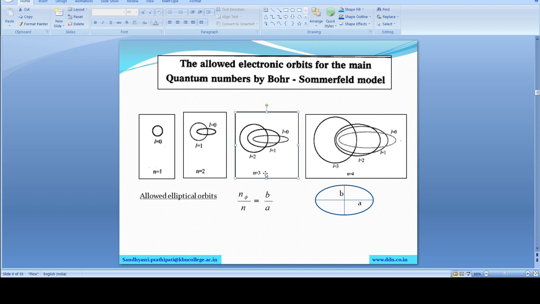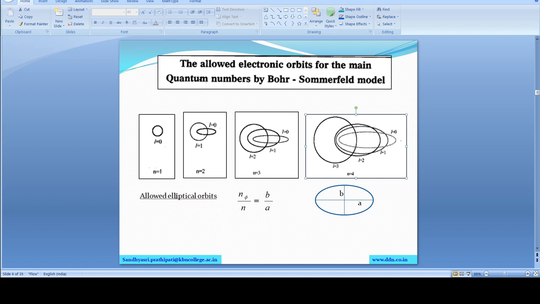For n is equal to 3, L is equal to 0, L is equal to 1, L is equal to 2. With L is equal to 2, there is a circular orbit which is equivalent to Bohr stationary orbit. With L is equal to 1 and L is equal to 0, there exist 2 elliptical orbits. Similarly, in n is equal to 4.